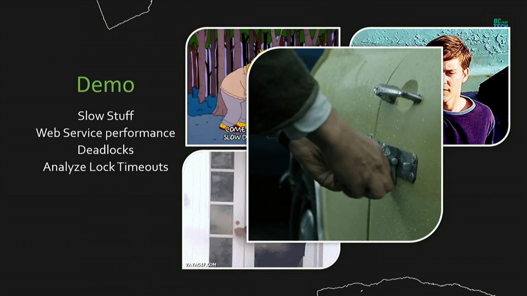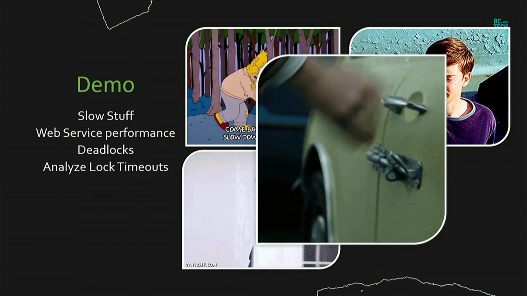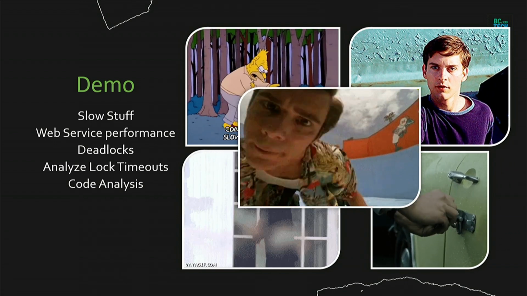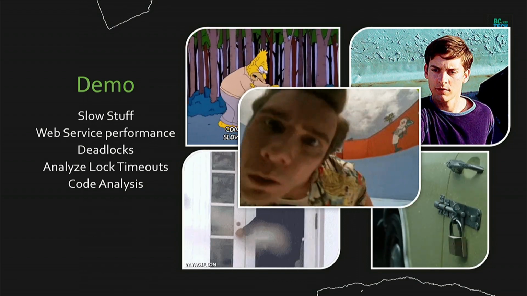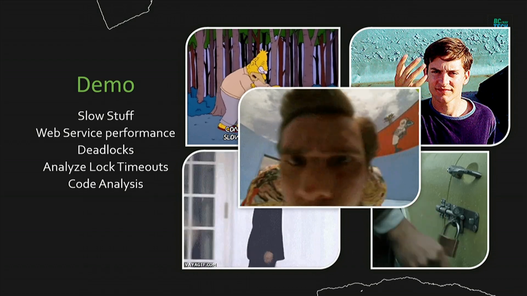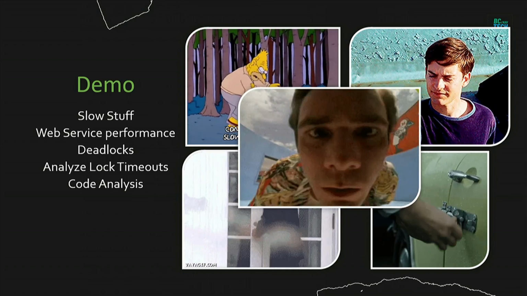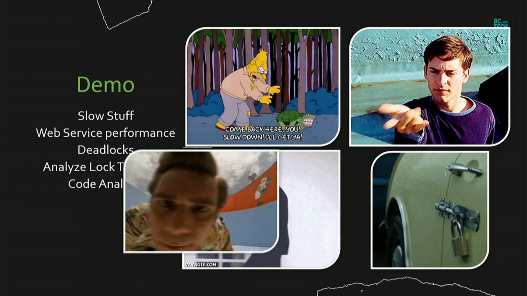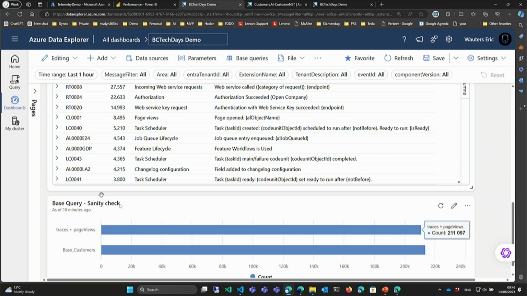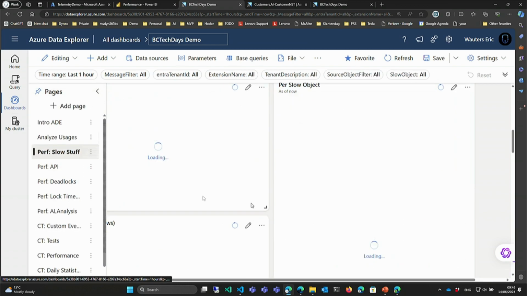We have these lock timeouts that we can look into with telemetry. And definitely also, we can do some code analysis. We can look into some SQL queries to find some things that we might want to improve in our code. So let's have a look. Again, obviously, with the Azure Data Explorer. And I have some slow stuff here.